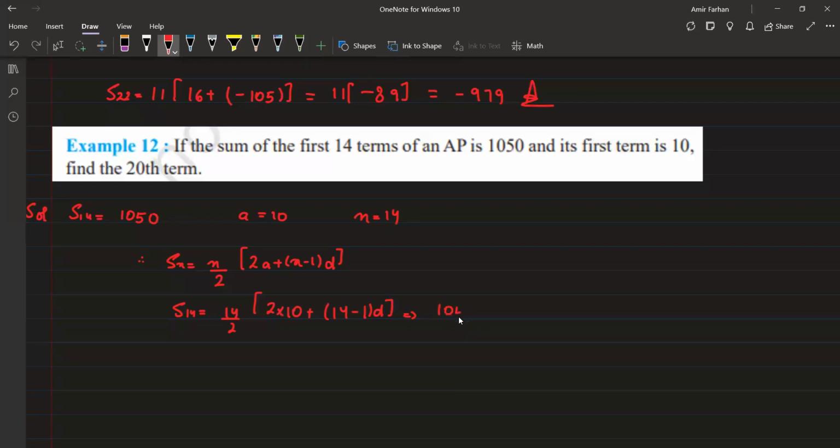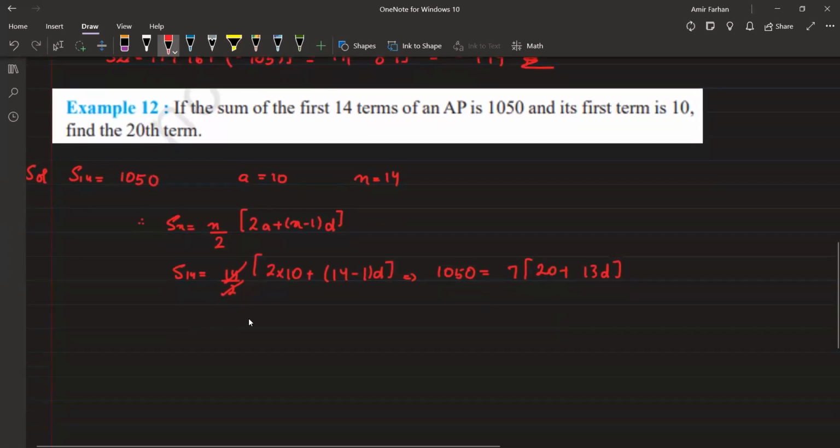So 1050 is equal to 7 times, because this will cancel 7 times, 20 plus 13d. Let's find out: 1050 by 7 is equal to 20 plus 13d. So 7 1 is 7, 3 is left. 7 5 is 35 and 0.